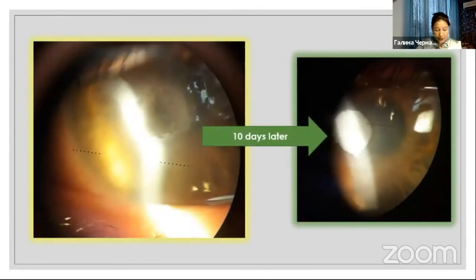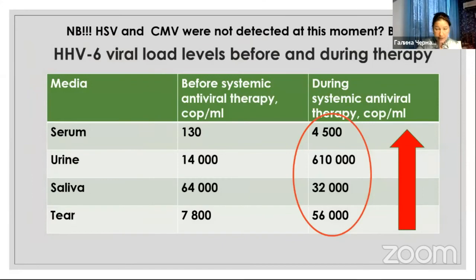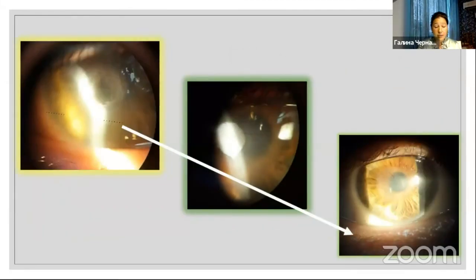Already in 10 days, we observed epithelialization, granulation tissue instead of the crater-shaped ulcer. But what did we get in PCR? At the same time as obvious clinical improvement and fine general status, quantitative PCR showed elevation of viral amounts in all biological secretions except saliva. In saliva, a twofold reduction. Systemic antiviral treatment was continued, so in a month we finally achieved complete epithelialization.